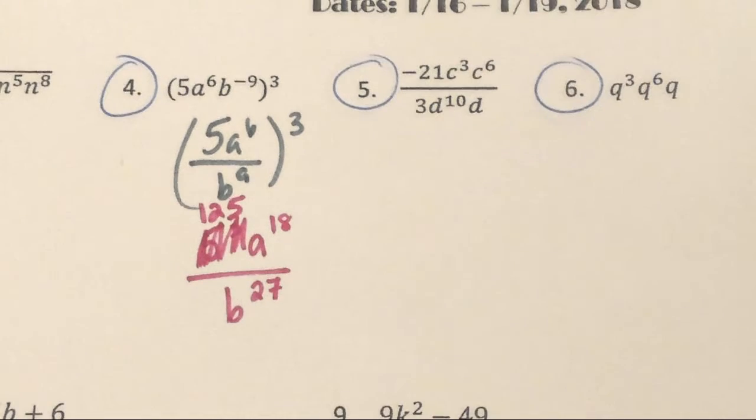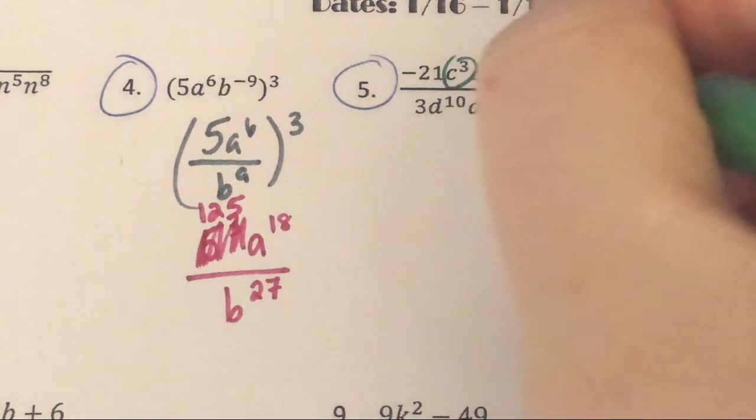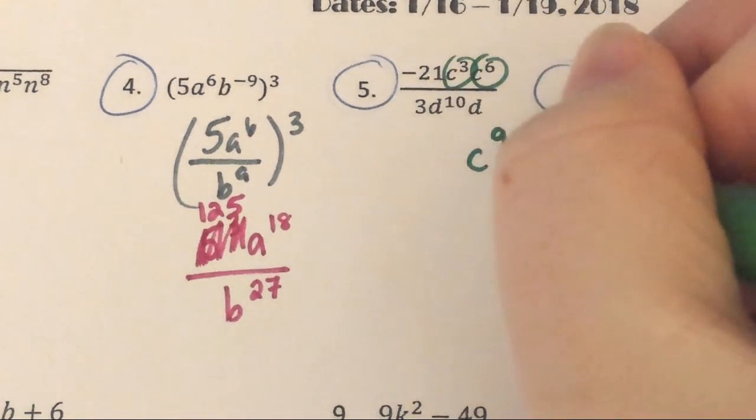Okay, number 5 looks like a division problem. When we divide, what do we do with the exponents? 5, get another point. We normally would subtract. However, this is a trick one. Why? Yes, and 2 gets the point because there are only c's in the numerator. So I'm actually just going to add them and get c to the 9th.